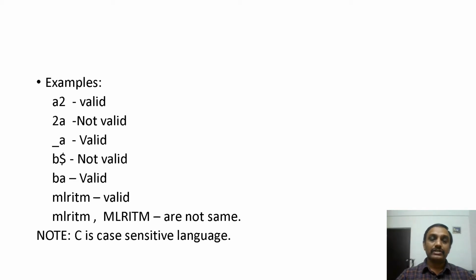Okay. So C is a case sensitive language. Small a is not equal to capital A. So here also all small letters MLR ITM is not the same as capital letters MLR ITM. So these are some examples for identifiers, some valid and some not valid.